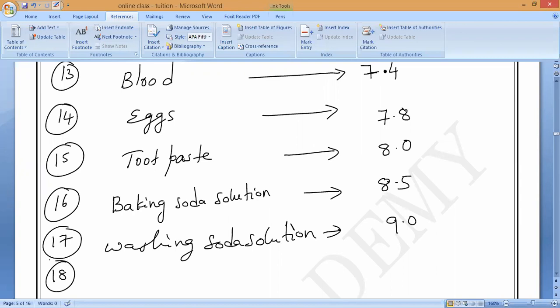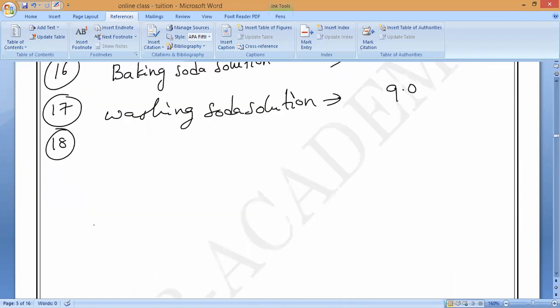Why am I giving so many substances? We don't know which one they will ask you in the exam. That is why. Next, milk of magnesia. I said it already. What is the use of milk of magnesia? Antacid. Remember, antacids.